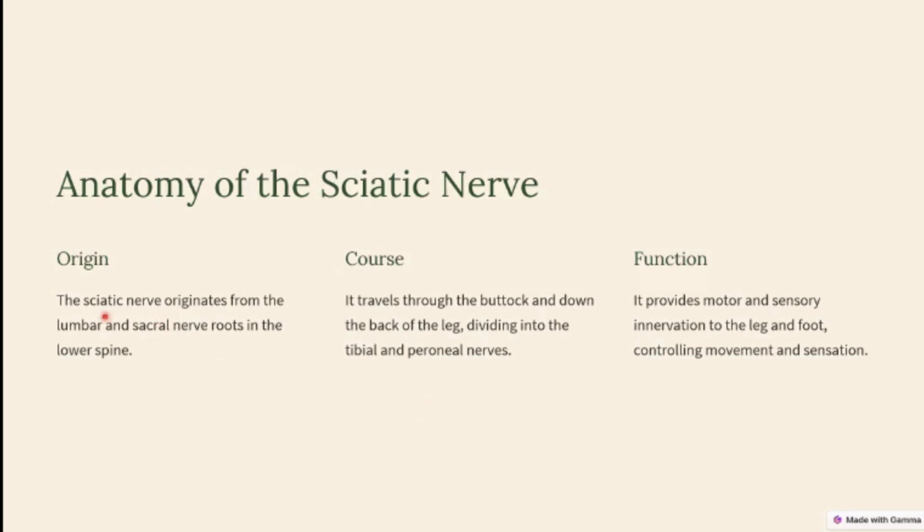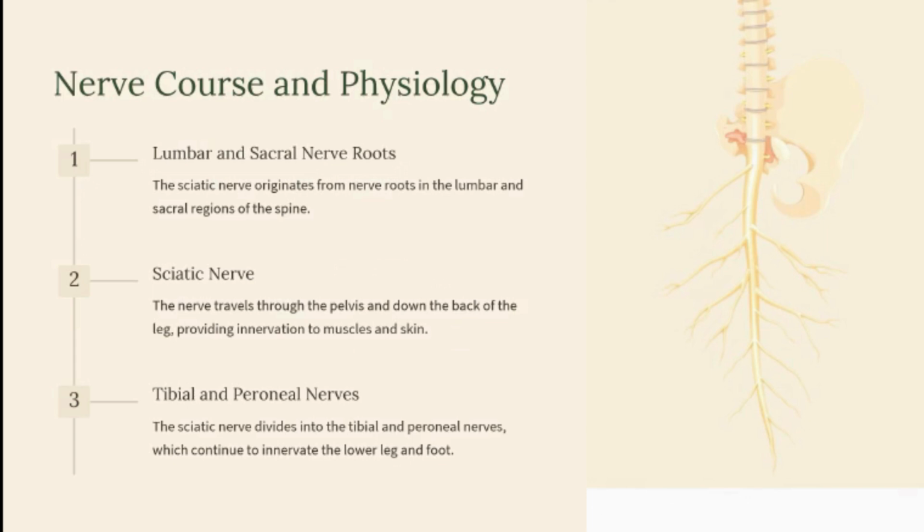So, the sciatic nerve originates from the lumbar and sacral nerve roots from the lower spine, travels through the buttock, down the back of the leg, dividing into the tibial and peroneal nerves, and it provides motor and sensory innervation to the leg and the foot, controlling movement and sensations. Now, moving further to its nerve course and physiology.